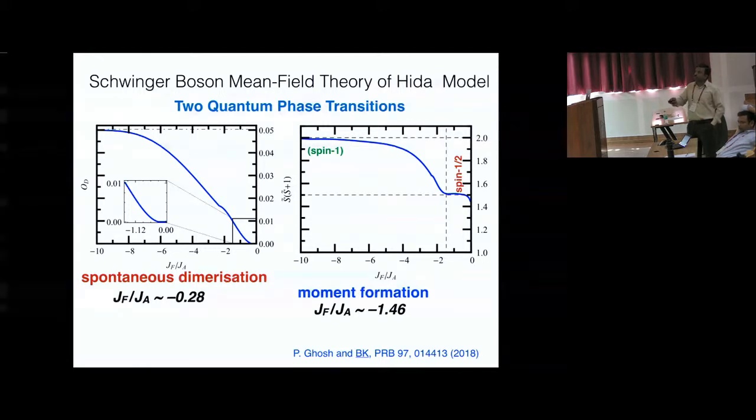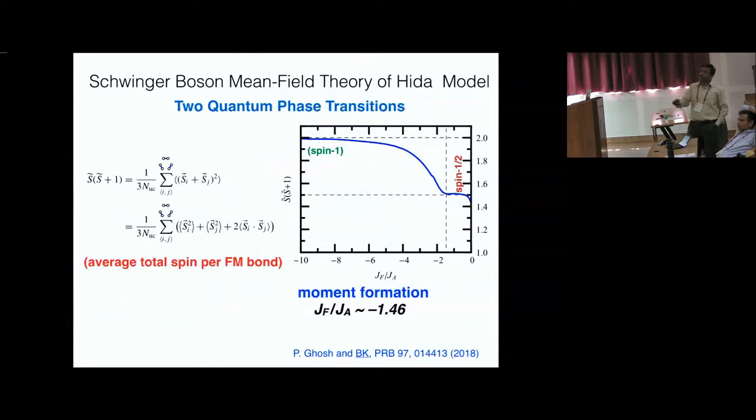Now, interestingly, the quantity that we calculated, this object, is the average total spin per ferromagnetic bond, again within the Schwinger boson mean field approach. Look at this expression. If the 2 spins on a ferromagnetic bond were uncorrelated, ideally, then this term is simply 0. And you should get, for the spin half case, 1.5, which is what you are getting. Now, when you turn on JF, you would expect it should have probably continuously grown, but at least our calculation surprisingly shows that it nearly stays at 1.5.